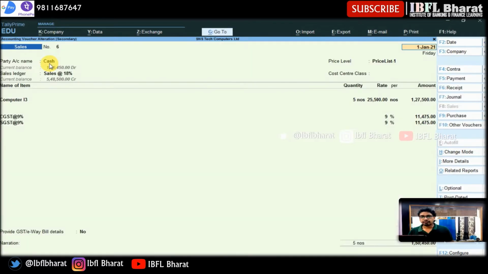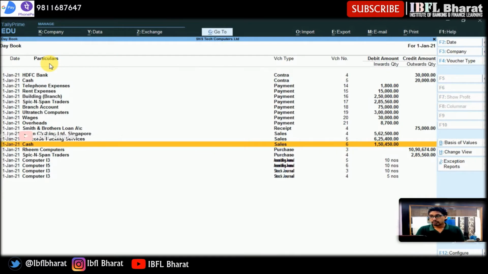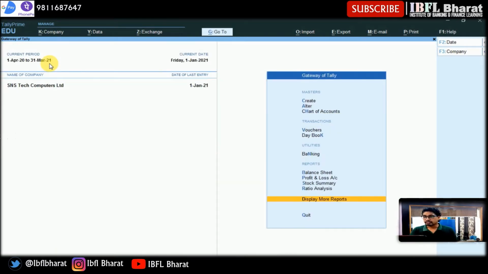This was the transaction which we had done last, and after this transaction we have to deposit this amount, the 1,50,450 rupees, into the bank, which we had not done in that part. So now we are covering this part here.